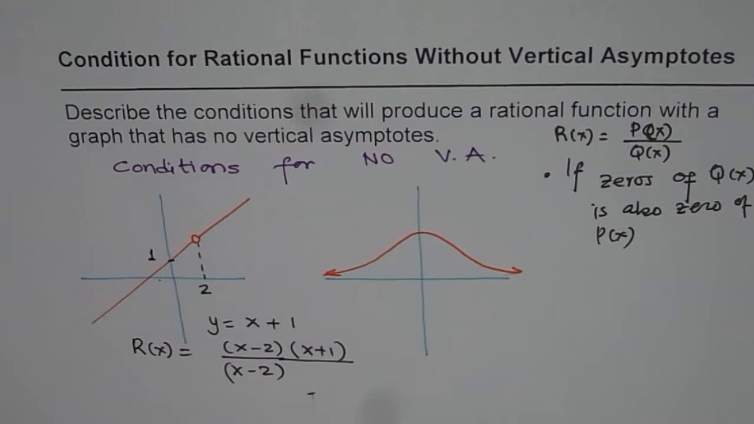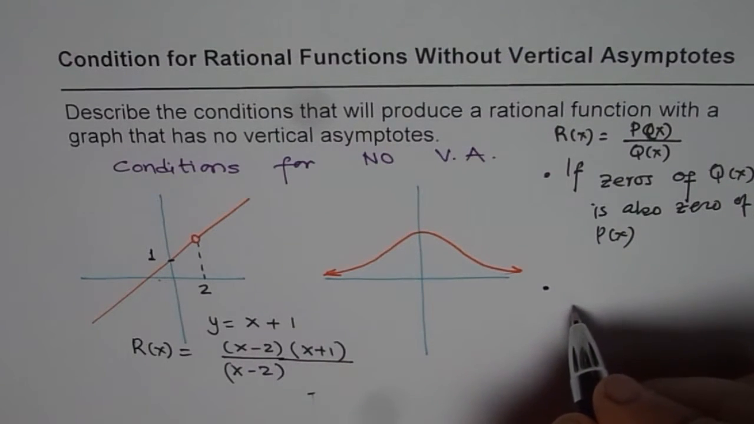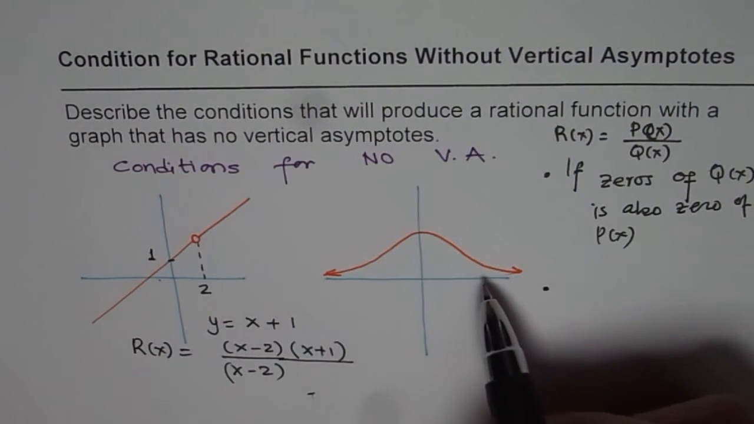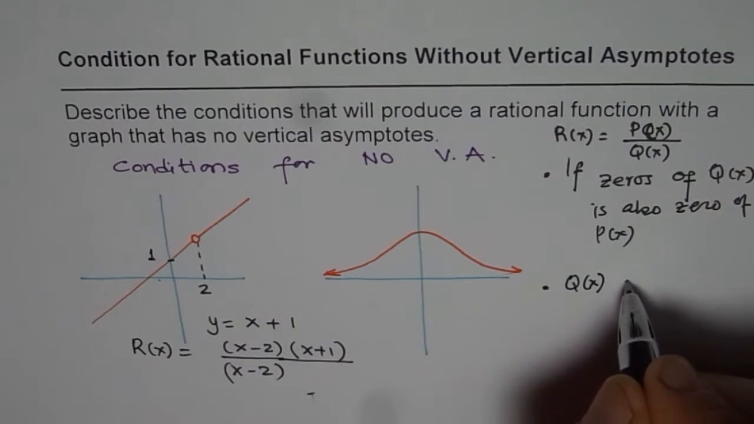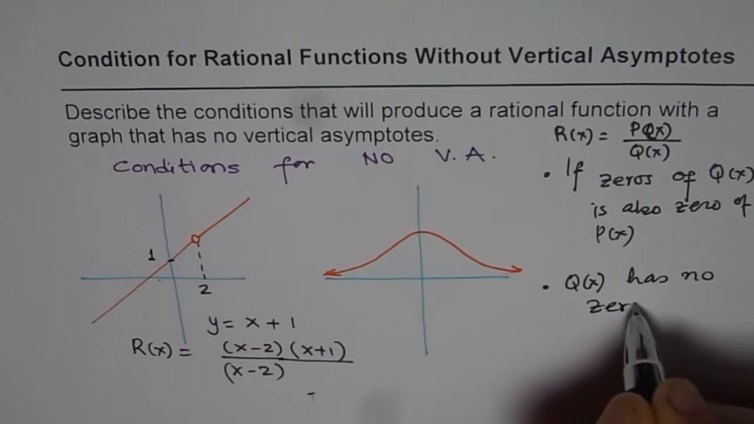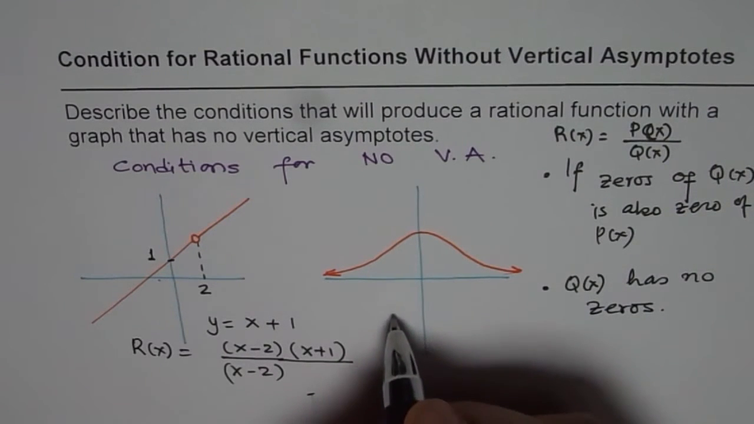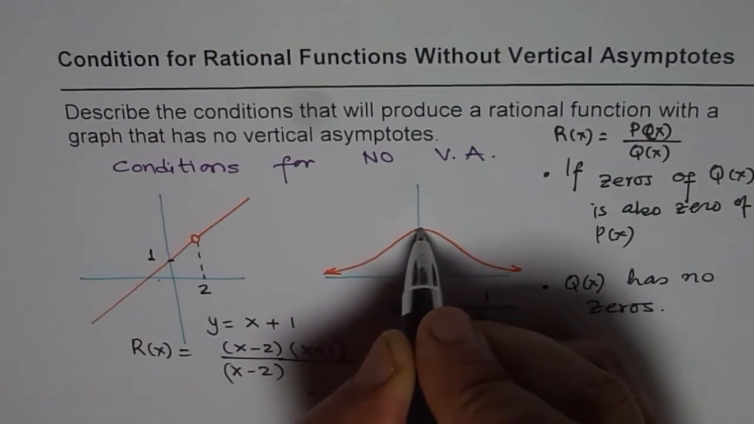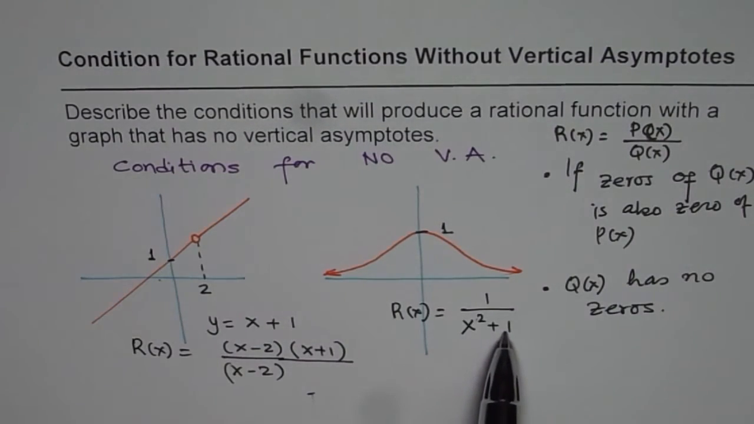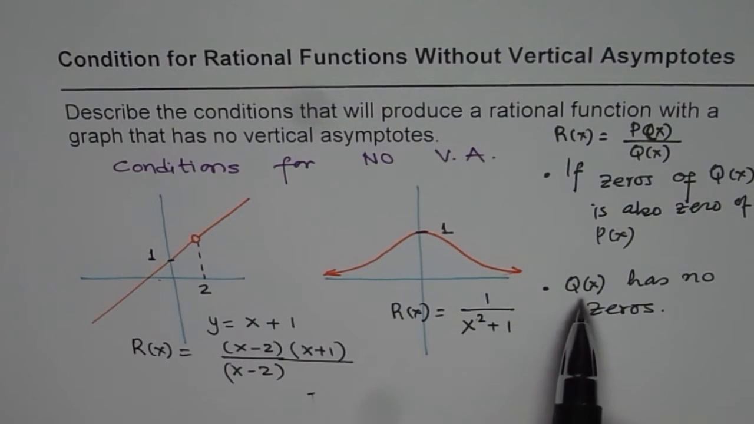That is one condition. The other condition is when the denominator is never 0, since q of x, which is the denominator, has no zeros. Correct? That is the case. For example, we could write a rational function in this case as 1 over, let us say, x squared plus 1. Now x squared plus 1 is never 0. Correct? So in this case, there will never be a vertical asymptote. So these are the two conditions when a function's graph will not have any vertical asymptote. That is kind of important, right?